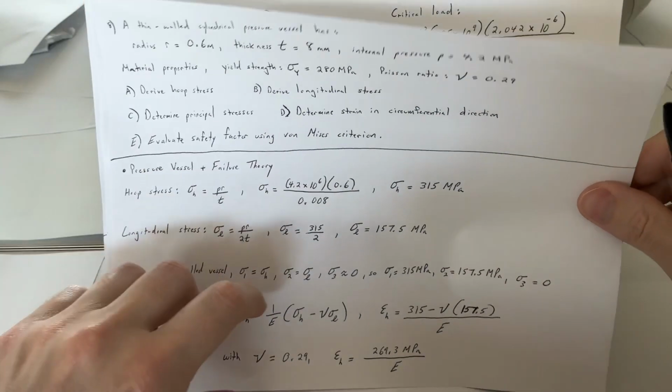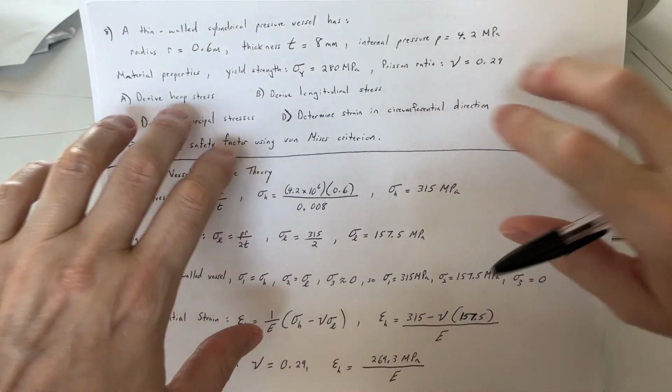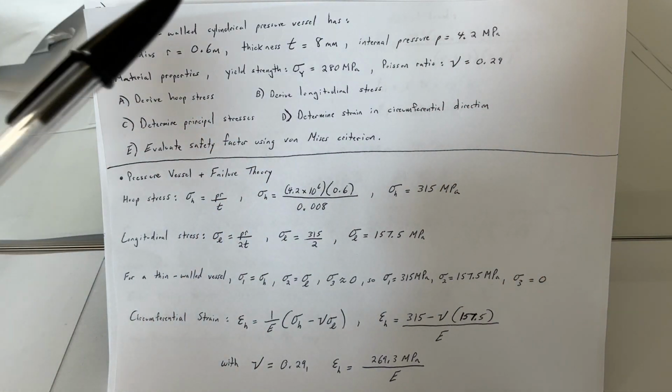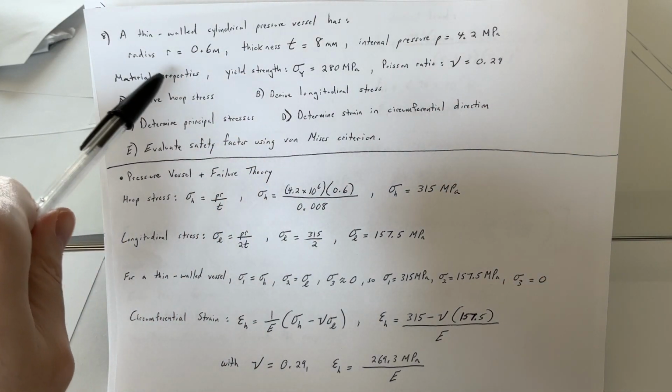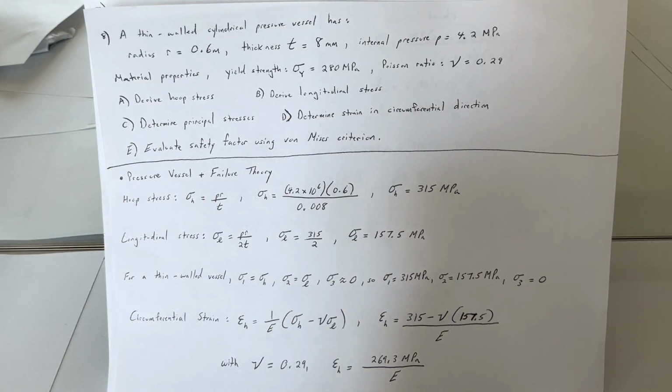Okay, number 8. We have a thin-walled cylindrical pressure vessel, and it has a radius of R equals 0.6 meters, thickness T equals 8 millimeters, internal pressure P equals 4.2 MPa. Material properties: yield strength, sigma sub y is 280 MPa. Poisson ratio is nu equals 0.29.